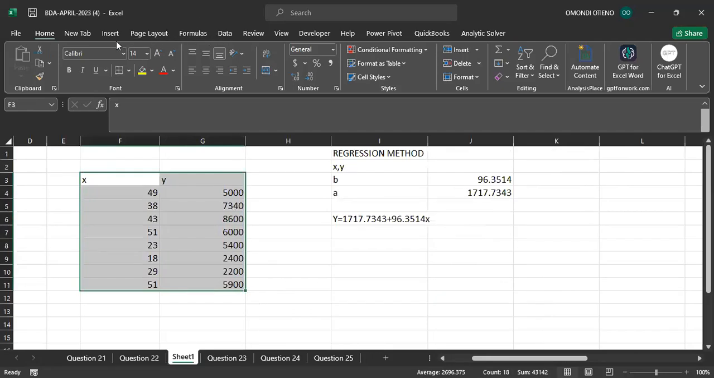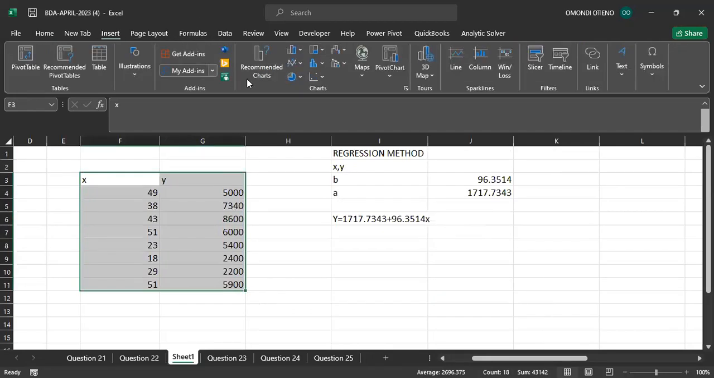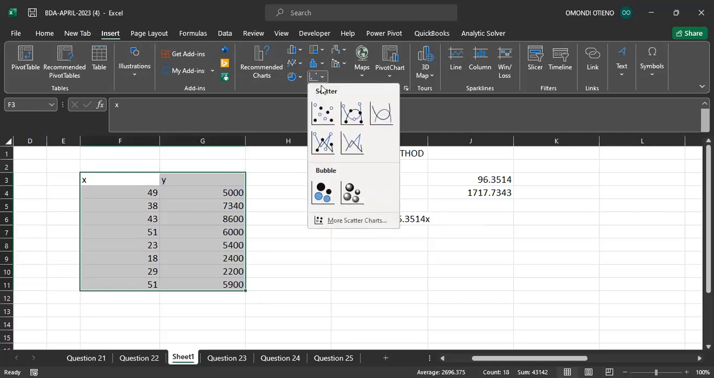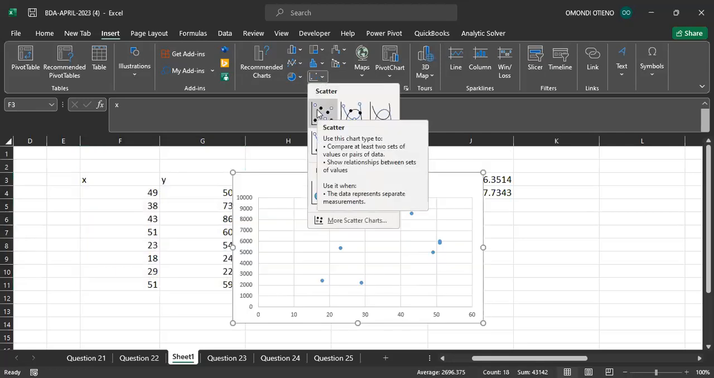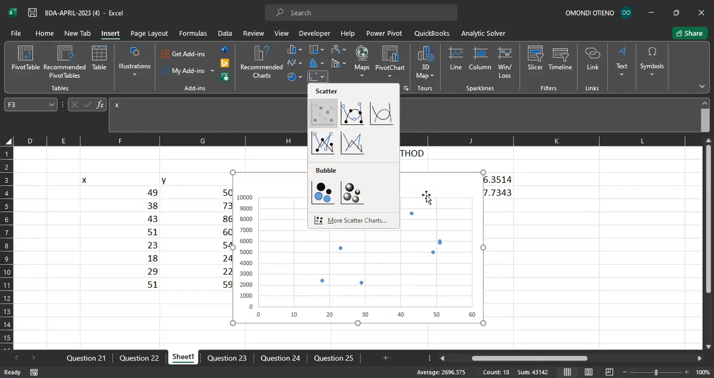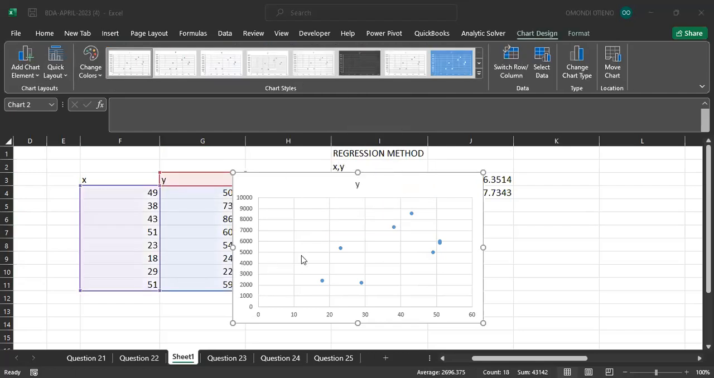Go to insert. Scatter. And then you pick this first one. Once you click on that, it brings this. That's the second step. So, do we all have this? Good. Just click on any part of this for you to be able to see these three displays.